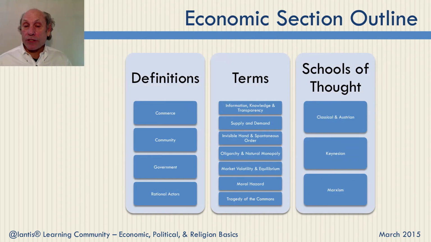Giving an outline of how this class is going to be structured, I'm going to go into definitions like commerce, community, government, and rational actors. I'm then going to spend a lot of time on specific terms like information, supply and demand, natural monopoly, moral hazard, and such. And finally, I'm going to go over different schools of economic thought like classical and Austrian, Keynesian, and Marxian.